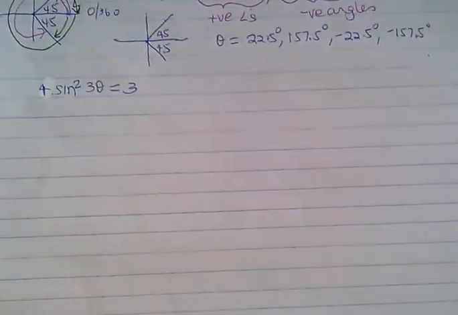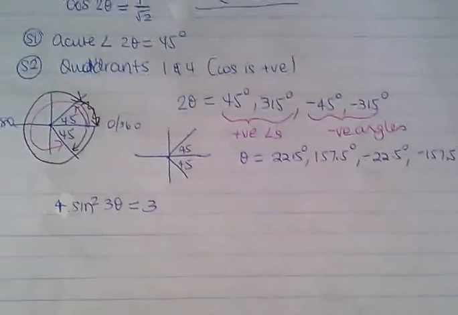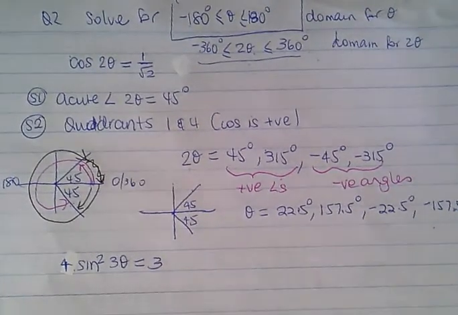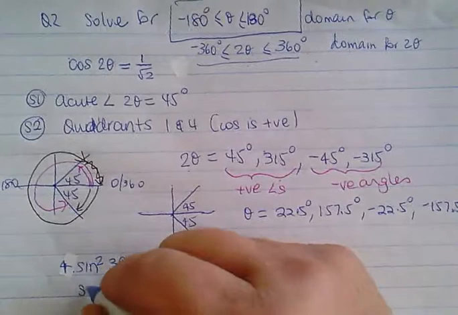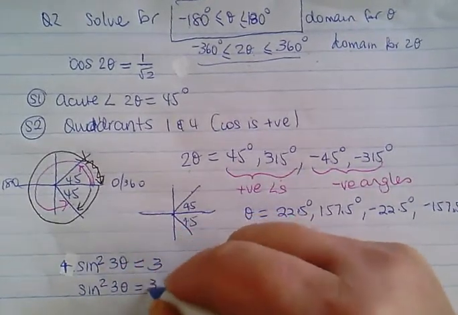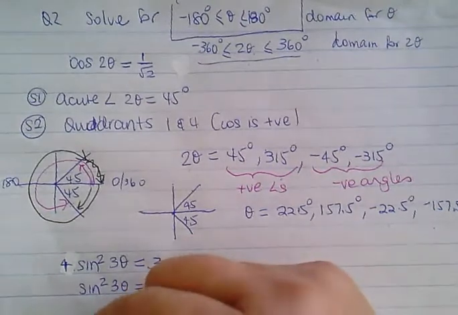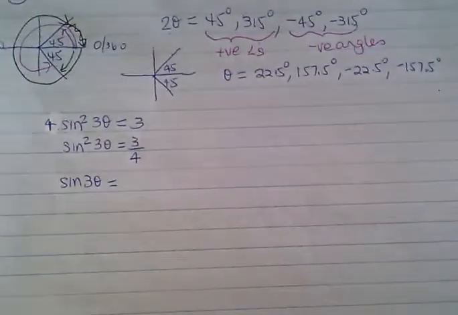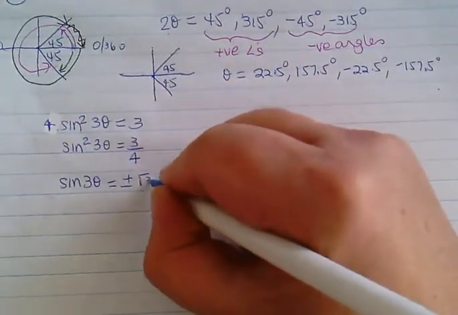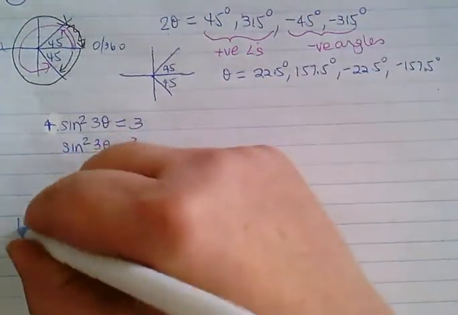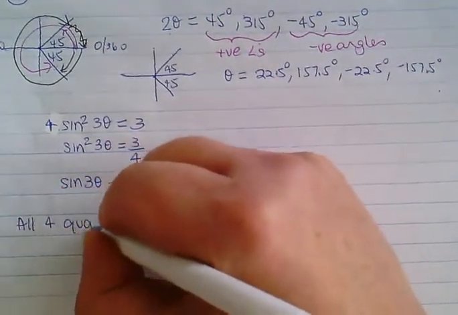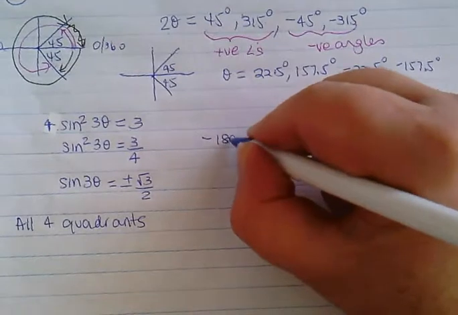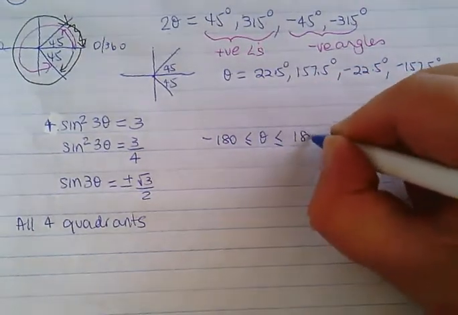4 sine squared 3 theta, oh, horrible, equals 3. 12 answers again. So let's rearrange. Sine squared 3 theta equals 3/4. Sine of 3 theta is plus or minus root 3 over 2, so all 4 quadrants. Okay, wait a sec. Negative 180 is less than or equal to theta, less than or equal to 180.